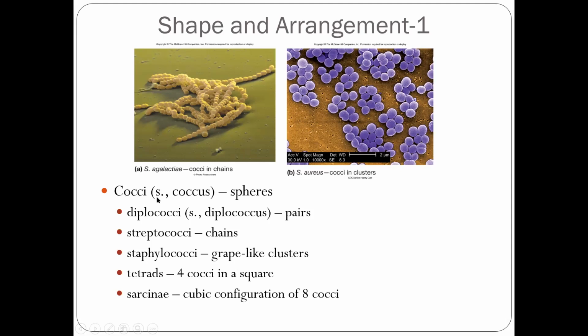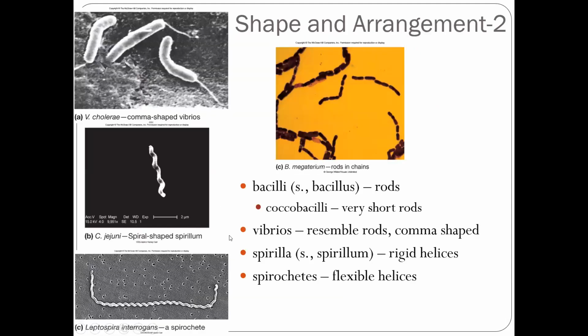So based on the cocci, we can say diplococci are pairs, Streptococcus is a chain, and Staphylococcus is grape-shaped. If four of them stack together, we call it tetrads, like Micrococcus. And if eight of them are configured together, we call it sarcinae. The shape right here is bacilli, which is a long shape. We also sometimes call it coccobacillus, which means very short rods.